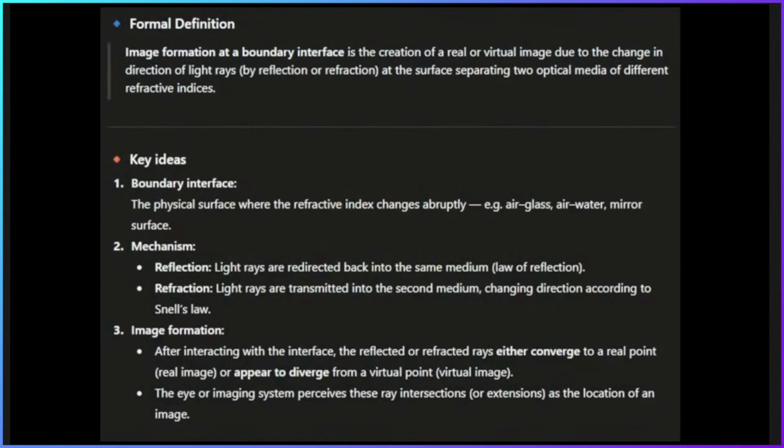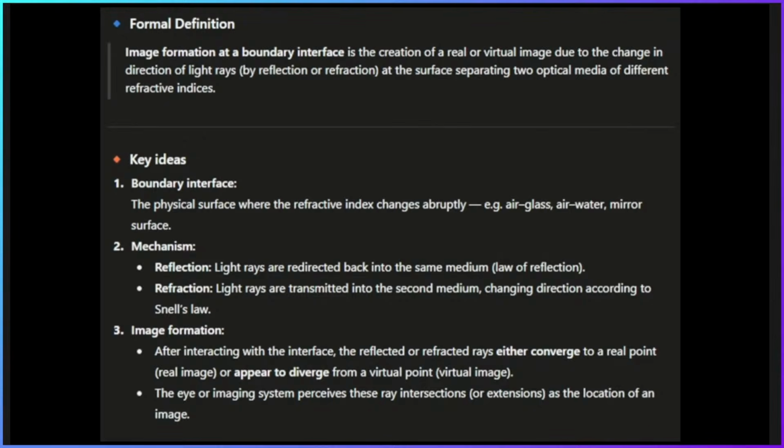So here are some ChatGPT definitions, and I just want to define image formation at a boundary interface and talk about it. Image formation at a boundary interface is the creation of a real or virtual image due to the change in direction of light rays at the surface separating two optical media of different refractive indices. So image formation is the creation of images due to the change of light rays at the boundary between two different media.